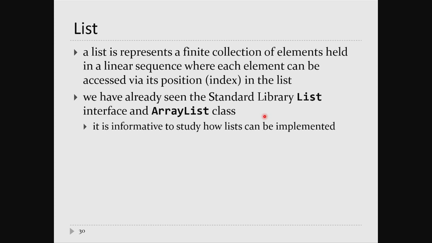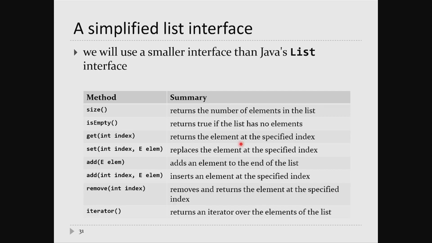Now, you've already seen the list interface in the standard library. You've seen the ArrayList class. You used linked list a little bit, but you haven't really seen how it works. Every computing science student should know how all these things are implemented. So we're going to do that now. I don't want to implement the full-blown list interface that Java has, because there's too many methods there. So I want to implement a reduced interface, but it's got all the important methods here.